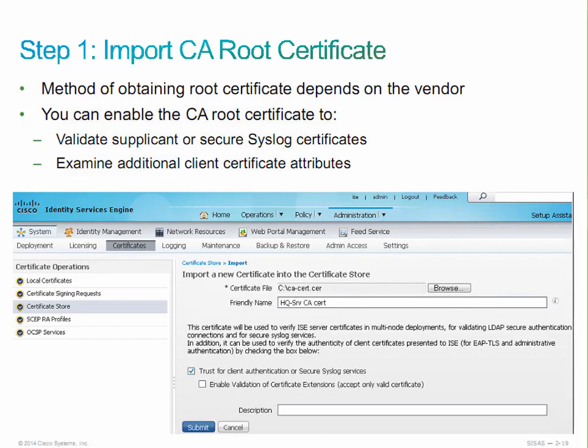We could set up a multi-node deployment without a CA. We could use the self-signed certificates that are installed on each of the ISE nodes during the installation process, and then we would only need to copy those self-signed certificates onto the other nodes in our environment. This does increase your responsibility as an administrator because as you add each node or change nodes, you're going to have to manage those certificates.